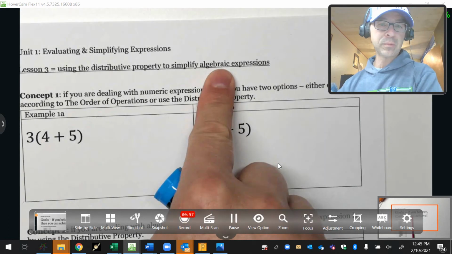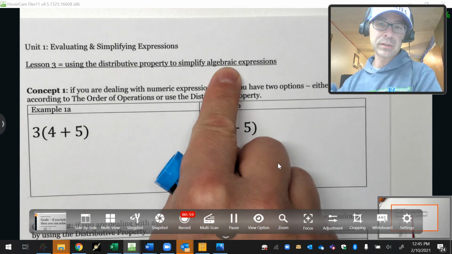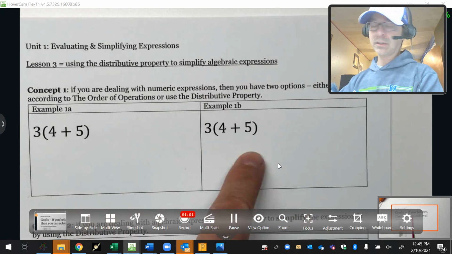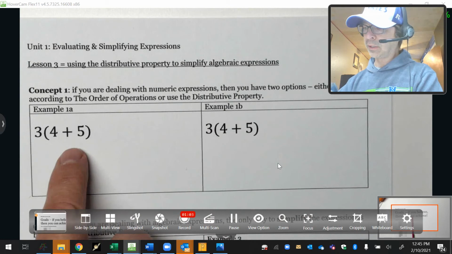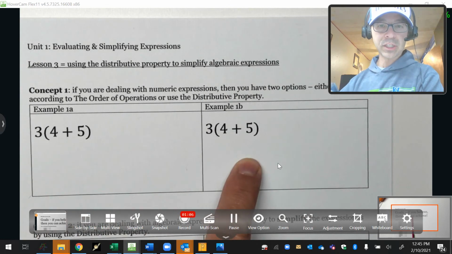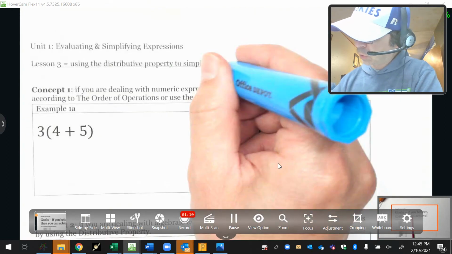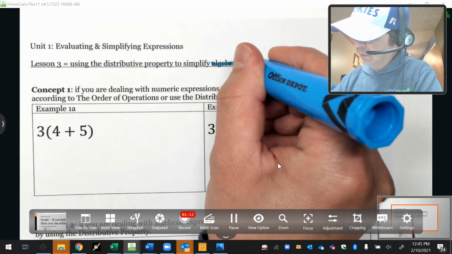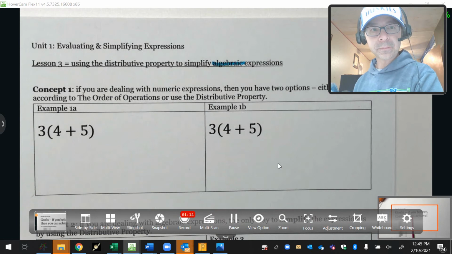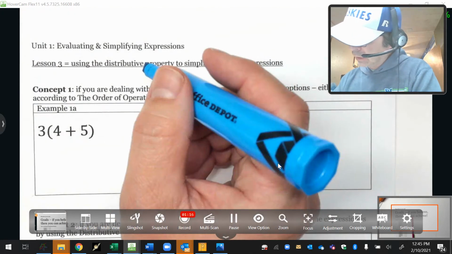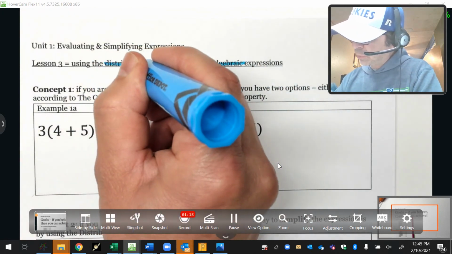So, from the previous lesson, algebraic just means there's going to be some letters. I know what you're thinking. You don't see any letters, which means these are not algebraic expressions. They're just numeric expressions. But our goal, of course, in the algebra class, is to get to algebraic stuff. And then the other fancy word is distributive property.